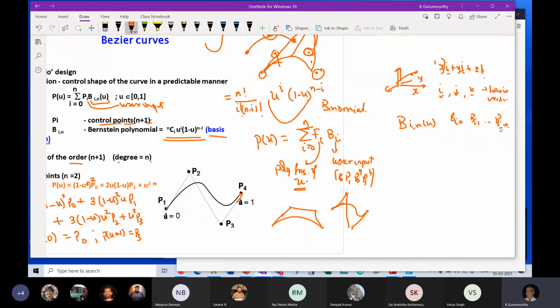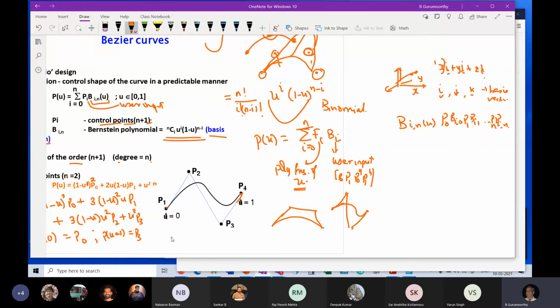Except that it changes for values of u. So let's just ignore that and assume that for a fixed value of u, these are my basis vectors at that point in time for that value of u. And if I weigh each of them with these input points that I have given, p0 to pn, then this weighted combination will give me the point on the curve.